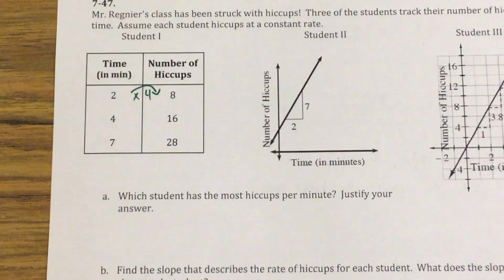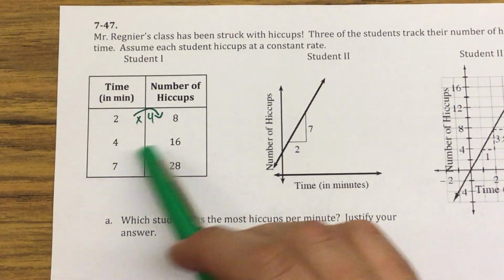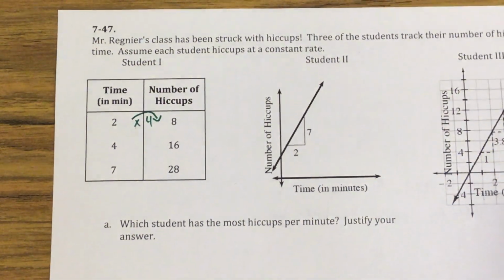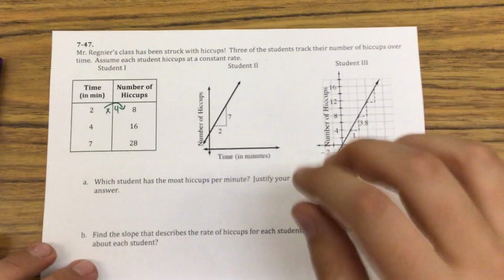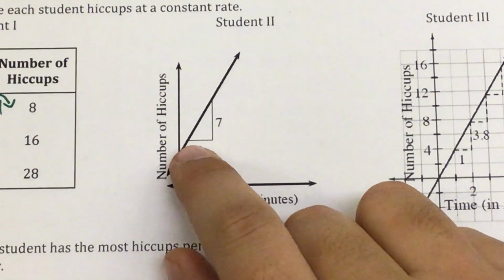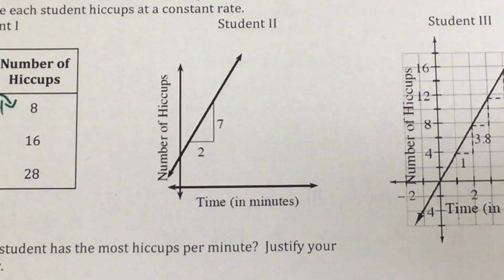All right. So there's a scale factor of 4. You could see that it is 4 hiccups per minute, right? If it was 1. All right. This guy, student 2, for every 2 minutes, I'm going to actually write this down.